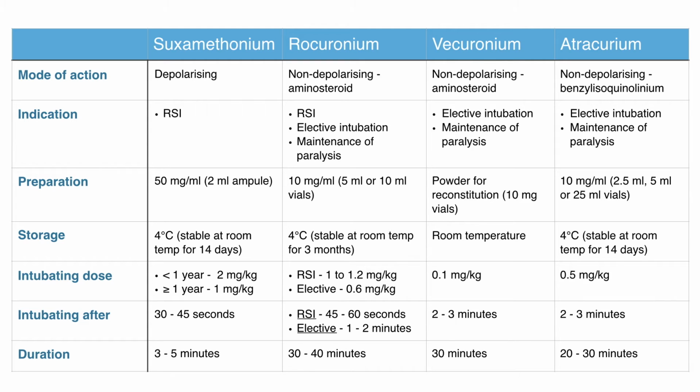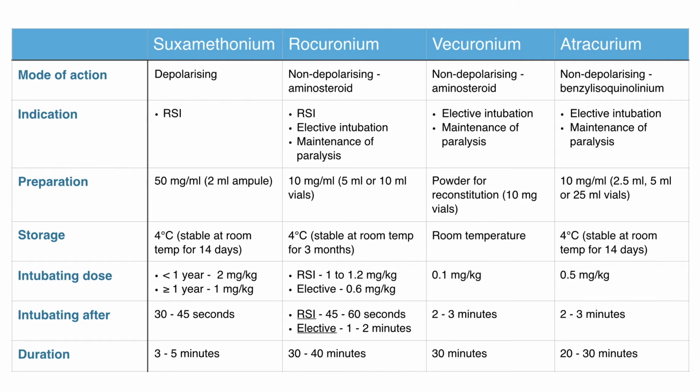Vecuronium is another aminosteroidal non-depolarizing muscle relaxant, used for elective intubation and maintenance of paralysis. I haven't mentioned rapid sequence induction because it has a much slower onset of action, taking 2 to 3 minutes to act. It provides a duration of about 30 minutes when given in a dose of 0.1 milligrams per kilogram. The main difference between it and the other ones we're going to mention is that it comes as a powder in 10 milligram vials that needs to be reconstituted before being used, but does have the advantage that it's stable at room temperature.